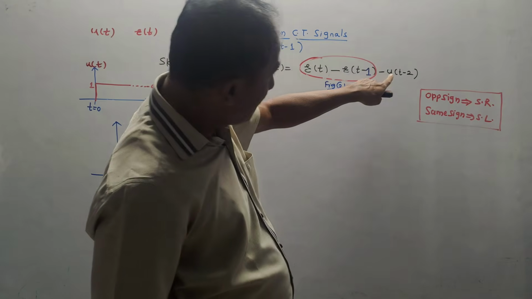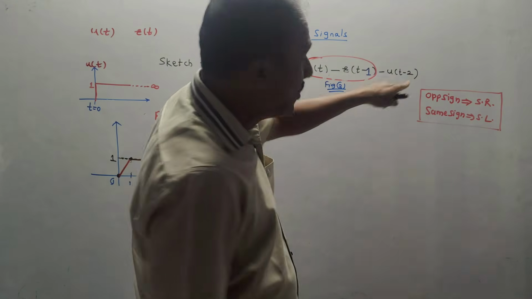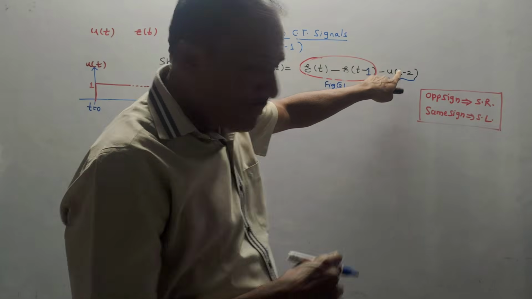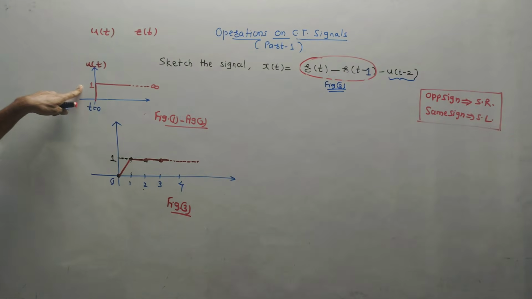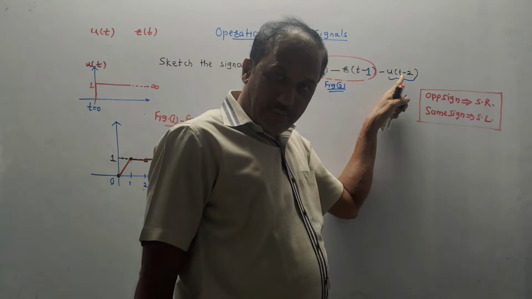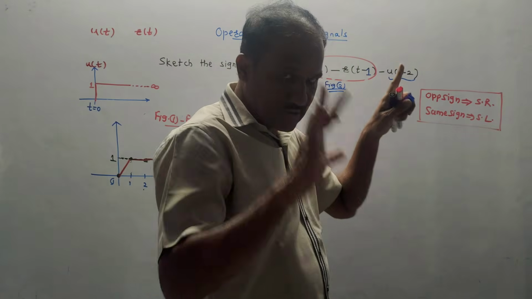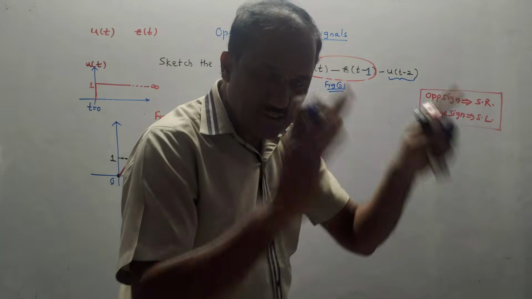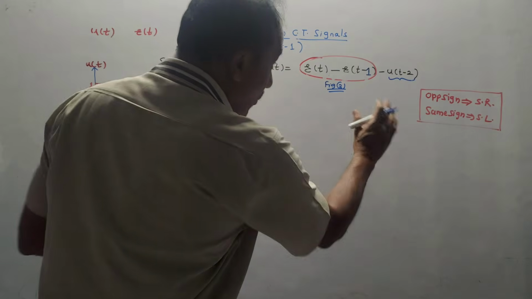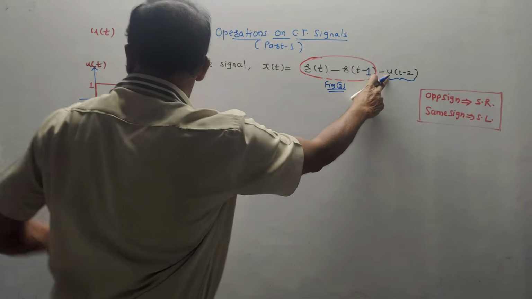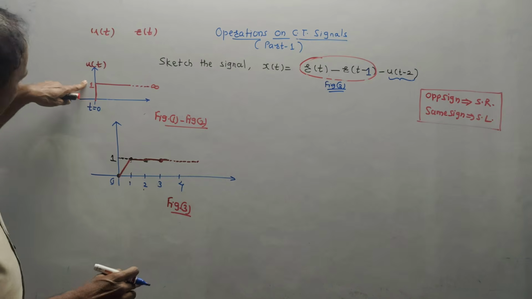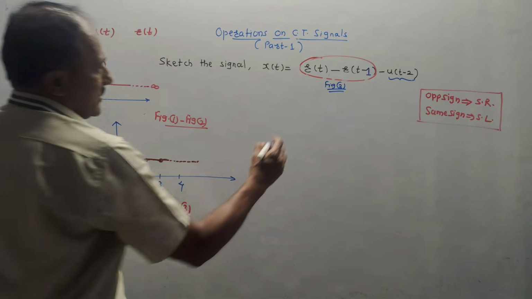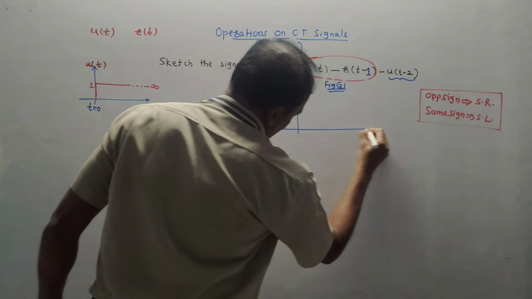From this, I have to subtract another signal, u of t minus 2. Now how to think? Related to u of t minus 2, the basic signal is u of t. The diagram I have drawn for your reference. Look at the signs inside the bracket. It is t minus 2. Same technique. The plus or minus sign is there. So I have to shift the diagram towards the right by 2 positions. Which diagram? The diagram of u, that is the unit step. This is the diagram of the unit step. It starts from 0. I have to shift it towards the right by 2 positions. So I will draw the diagram.